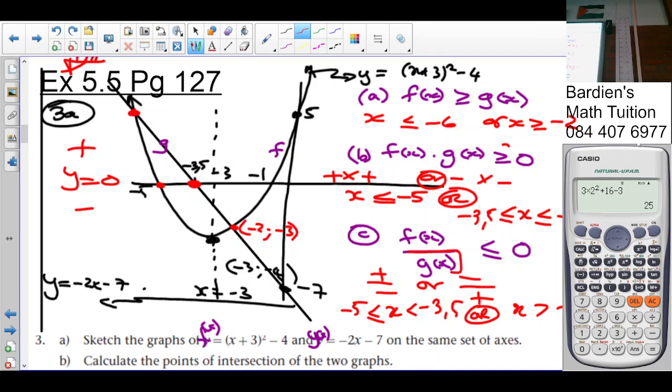G of x is in your denominator. Can your denominator ever be equal to 0? No. Why? It will be undefined. The sum is undefined. The sum is not going to work for us, not so? It's not going to be a solution. So that means I'm not going to put the equal sign.